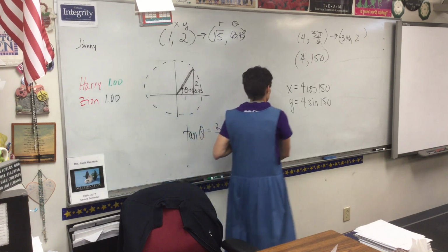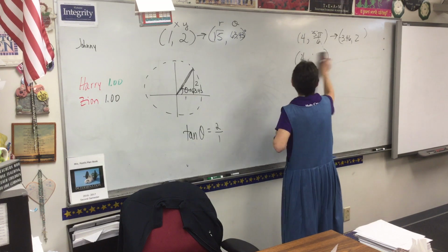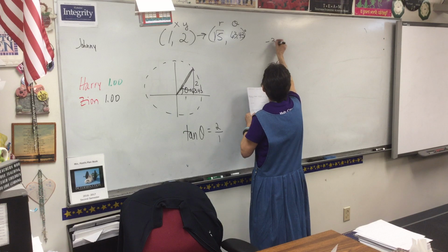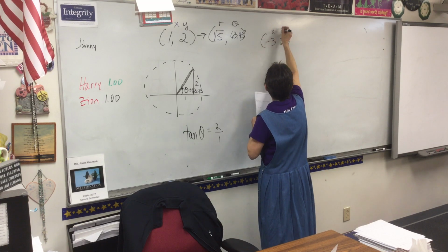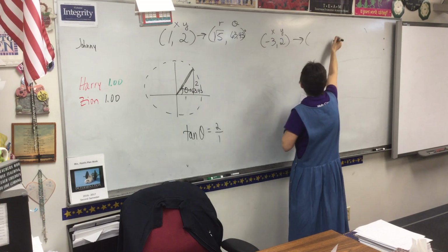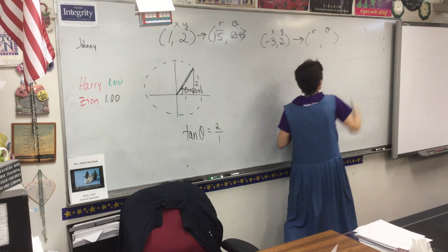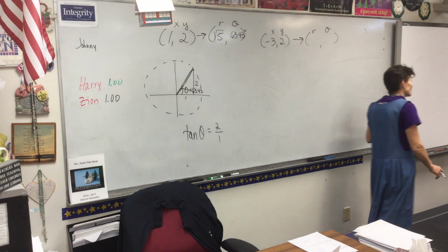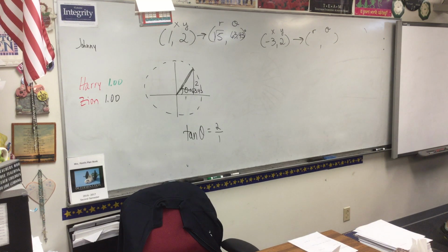Look at the next one. Same exact thing. You have negative 3, 2. That's your x and your y. And you're changing it into r and theta. How do I know I'm changing it into r and theta? Because the directions say find polar.